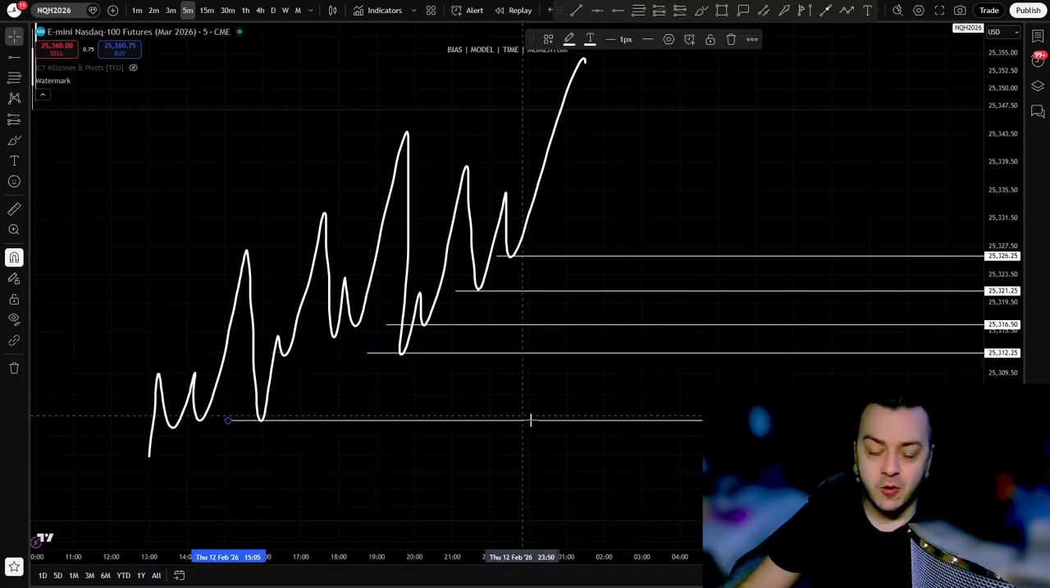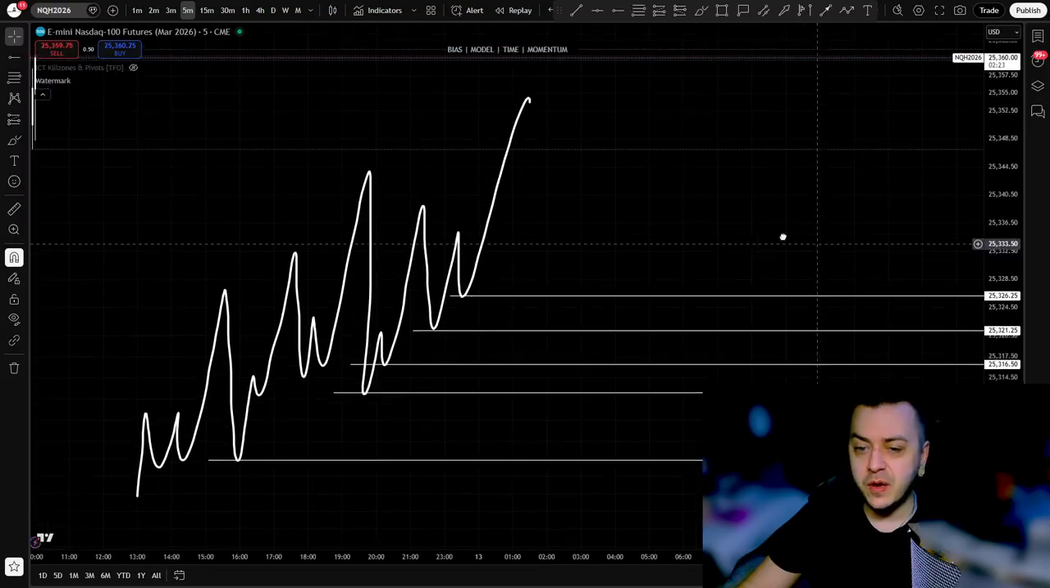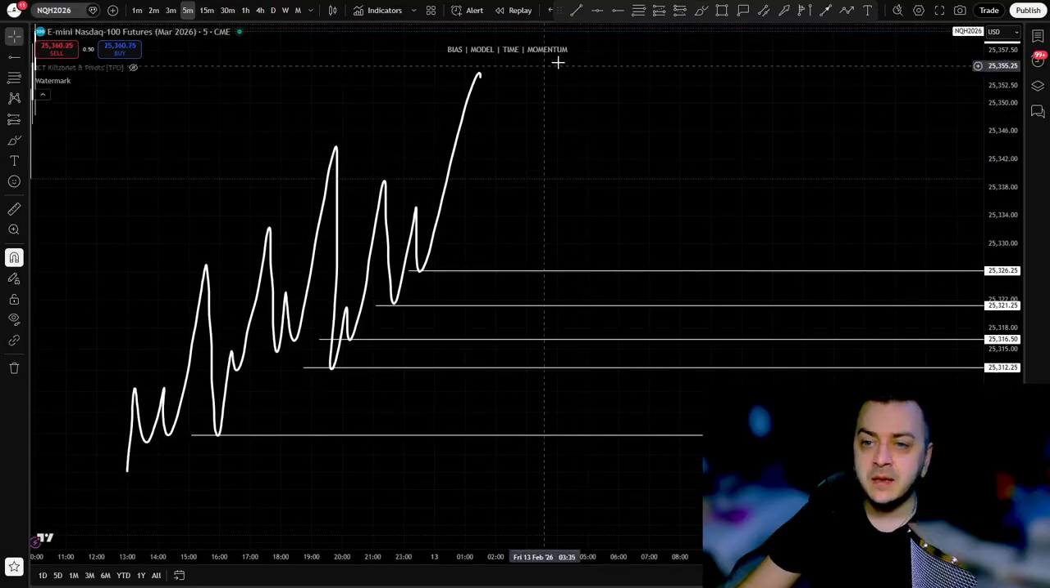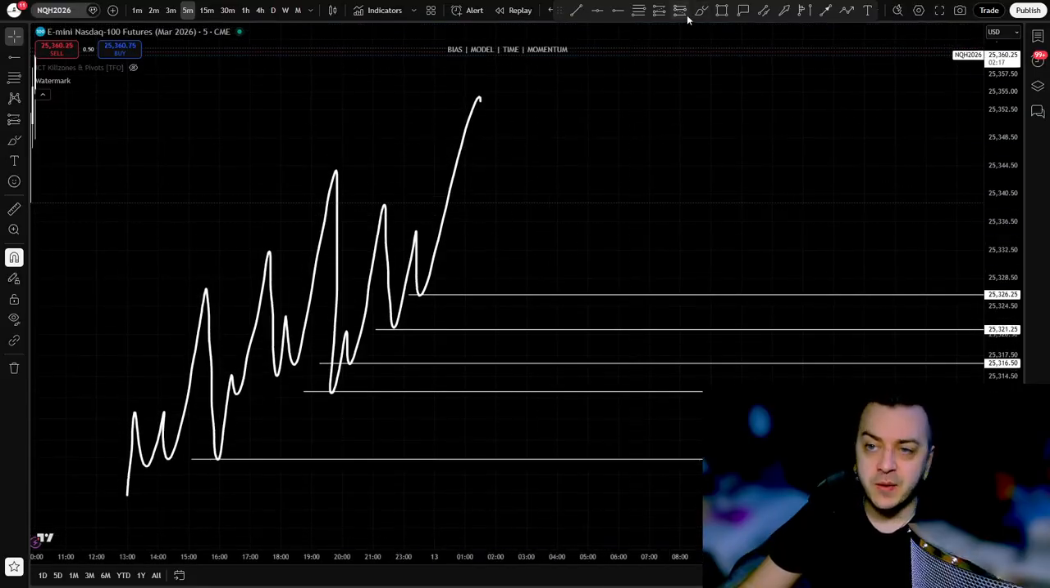Basically just go and mark out, on the 5 minute for example, all the obvious swing lows. Really, really easy. And then as you can see, all I'll do is set alerts at these and wait for them to get hit.